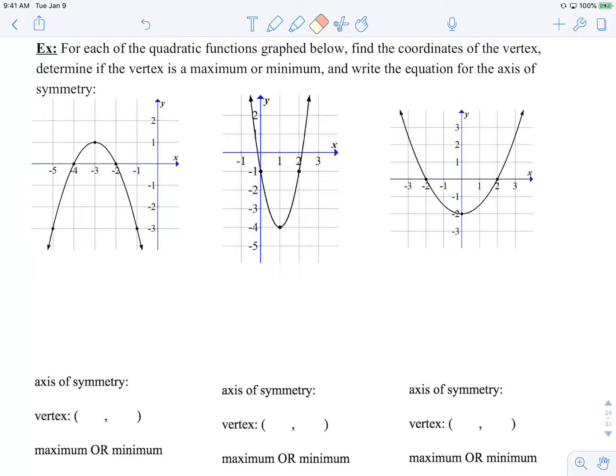For each of the quadratic functions graphed below, find the coordinates of the vertex, determine if the vertex is a maximum or minimum, and write the equation for the axis of symmetry. So I'm going to go a little out of order, starting with the axis of symmetry.